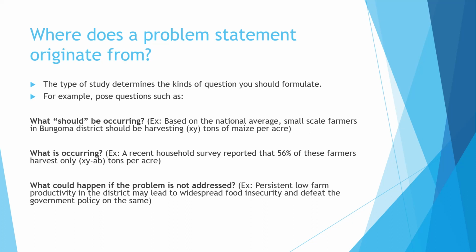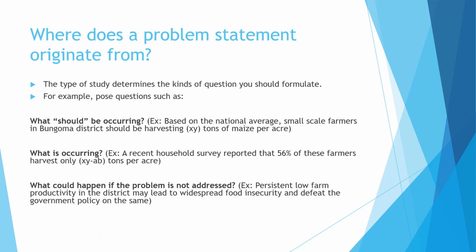The first question is: what should be occurring? For example, based on the national average, small-scale farmers in Bungoma district should be harvesting XY tons of maize per acre. The second question: what is actually occurring now? For example, a recent household survey reported that 56 of these farmers harvest only XY minus AB tons per acre. Meaning what is occurring now is a shortfall in the harvest of maize per acre.